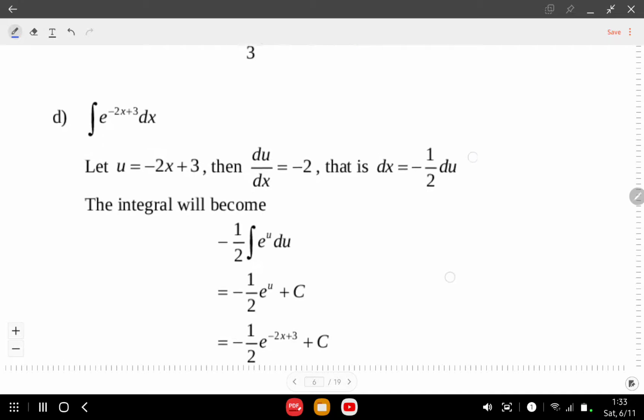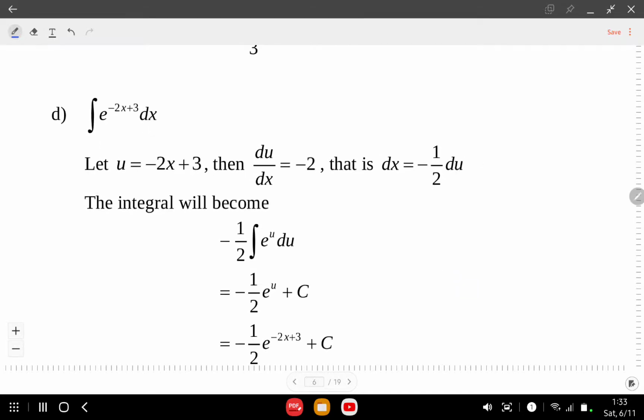Okay, next question is function involving exponent. So this time for exponential function, we need to choose our u as the power of the exponent. So this time our u is negative 2x plus 3, and then du over dx equals negative 2. Okay, so this integral will become exponent, here is our u, exponent power of u. And what is dx? From here we will get dx equals negative 1/2 du.